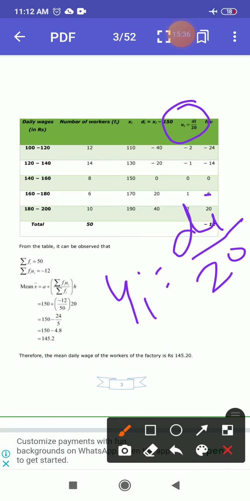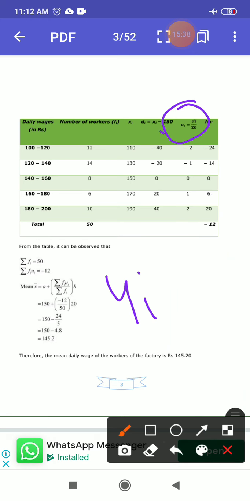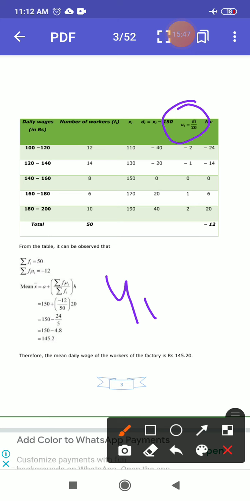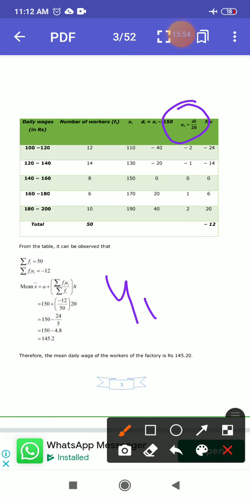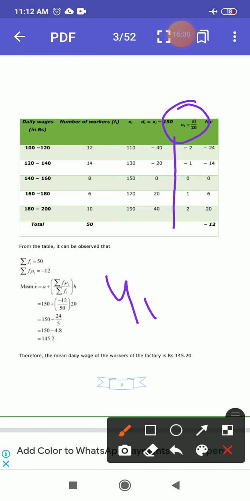Okay, and then after you have to divide these values by 20. Okay, so minus 40 upon 20 that means minus 2, minus 20 upon 20 that means minus 1, 0 upon 20 that means 0, 20 upon 20 that means 1, 40 upon 20 that means 2. Okay, and then after you have to write these values here.